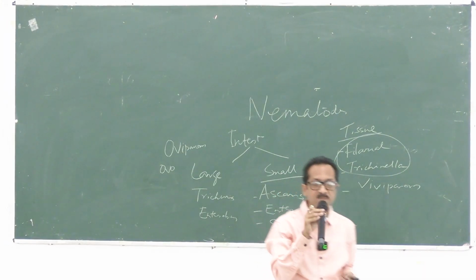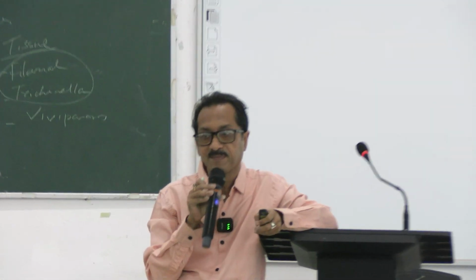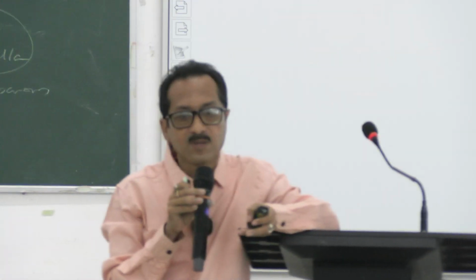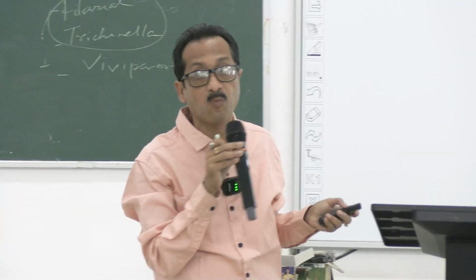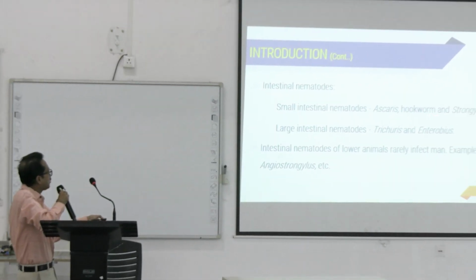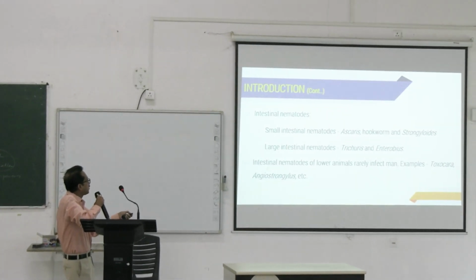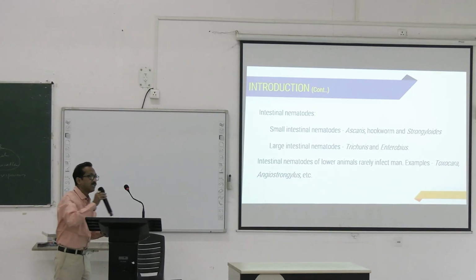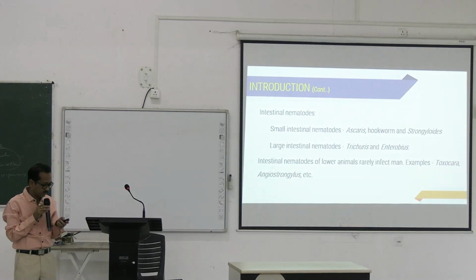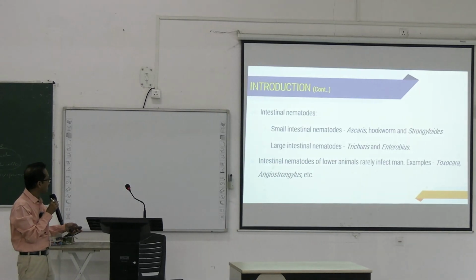Now name one example of ovoviviparous. Which one is ovoviviparous? Strongyloides is the example of ovoviviparous. So these are the things you should know, because Ascaris, Hookworm and Strongyloides are also important for your specimen. Ascaris specimen is there and also Hookworm specimen. Thank you.